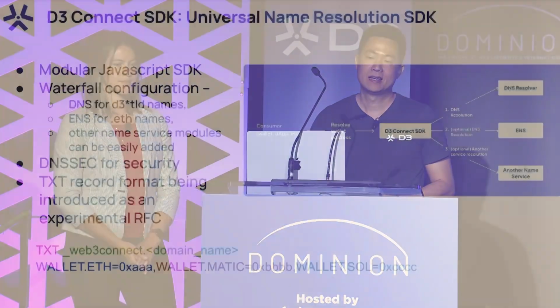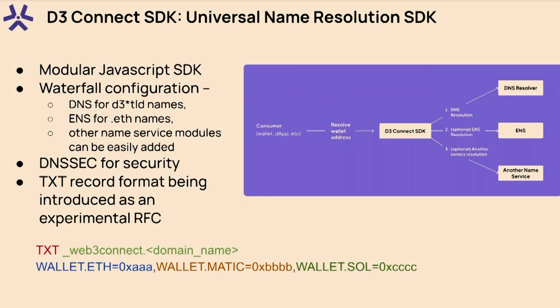Great, thanks, Amy. So D3 Connect SDK is our universal name resolution SDK for Web3 names. And as Amy mentioned, really excited to announce this is now available for download and for developers to start integrating into their dApps or wallets. So D3 Connect is a JavaScript SDK that's built to be modular in design, and it consists of several name resolution modules. By default, we use our DNS resolution module to resolve Web3 names using DNS text records. But we also support modules to support resolving names on different naming systems, such as ENS for .eth names. And you can easily write your own name service module and plug it into D3 Connect.